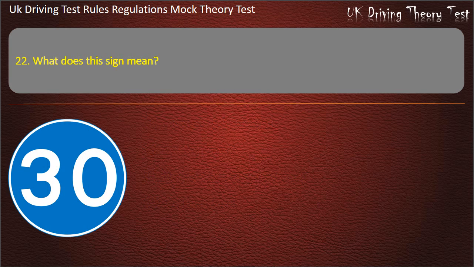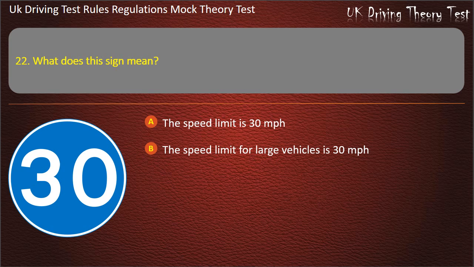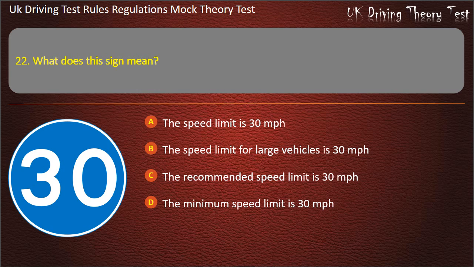Question 22. What does this sign mean? The speed limit is 30 miles per hour. The speed limit for large vehicles is 30 miles per hour. The recommended speed limit is 30 miles per hour. The minimum speed limit is 30 miles per hour. Answer. The minimum speed limit is 30 miles per hour.